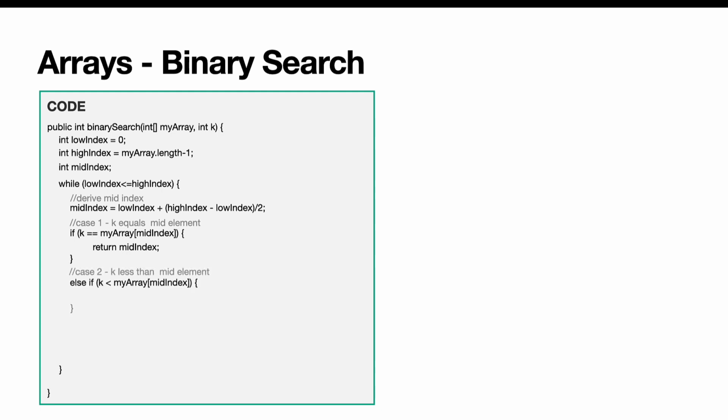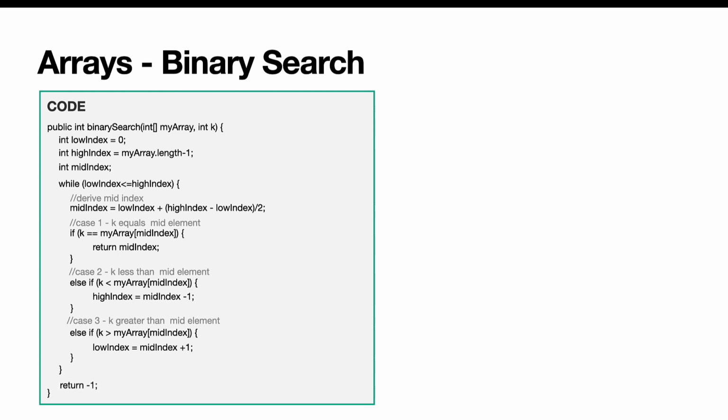Next case, search key is less than the element at mid index. So we consider the left side. We set high index to mid index minus 1. Third case, search key is greater than the element at mid index. So we consider the right side. We set low index to mid index plus 1.